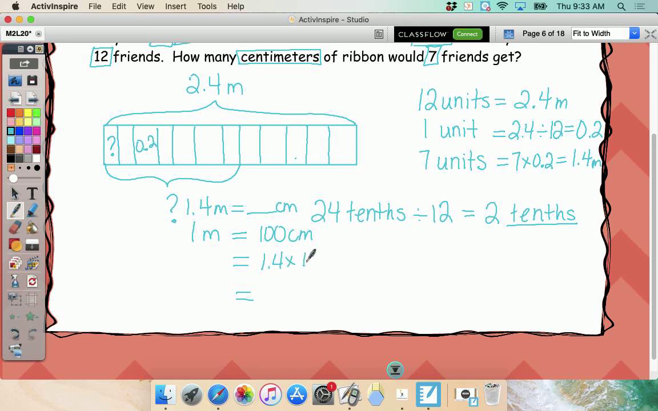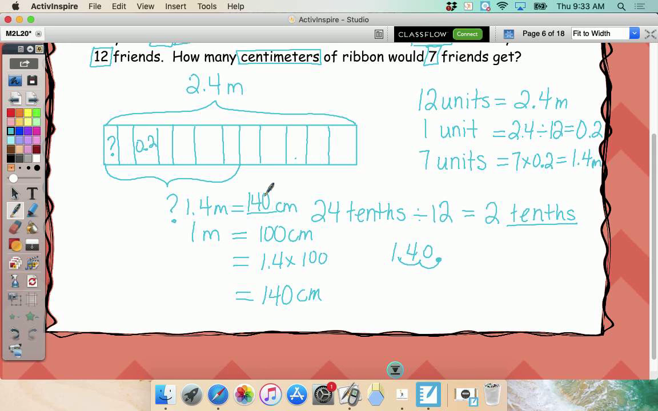1.4 times 100. How will I solve that? Hopping the decimal. Okay, I'm going to rewrite it because I don't want to run into this multiplication sign. So how many times will I hop it? 2 times. Which way? Right. So my answer in centimeters is 140. You guys rock. That was awesome.